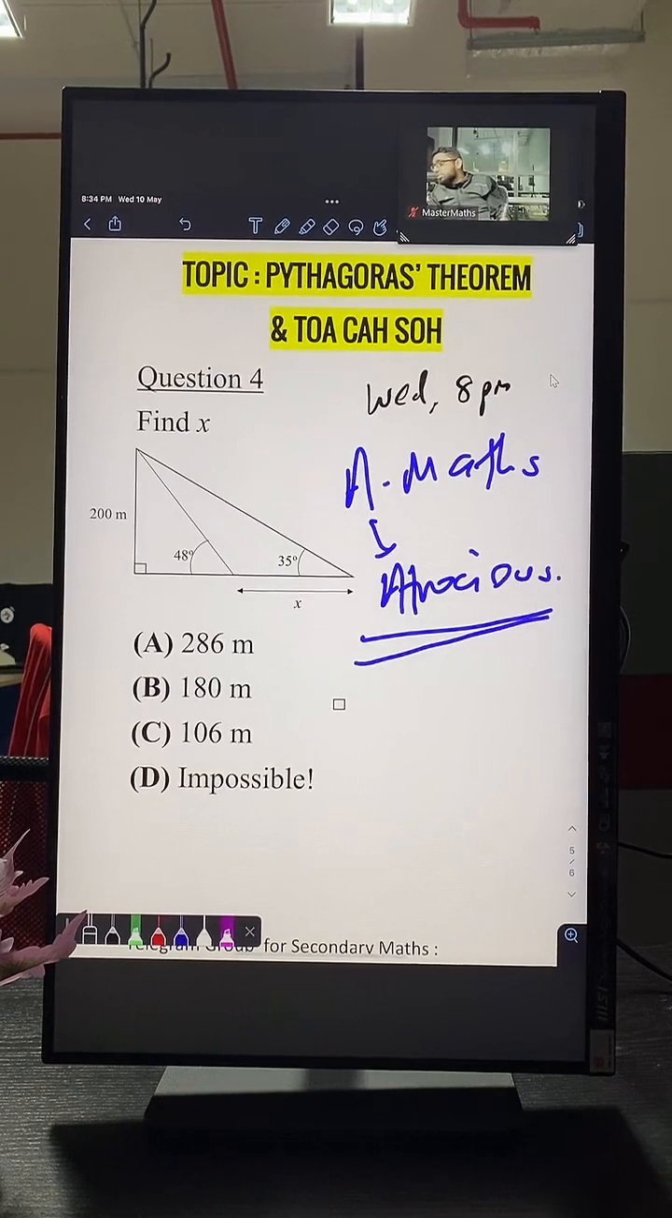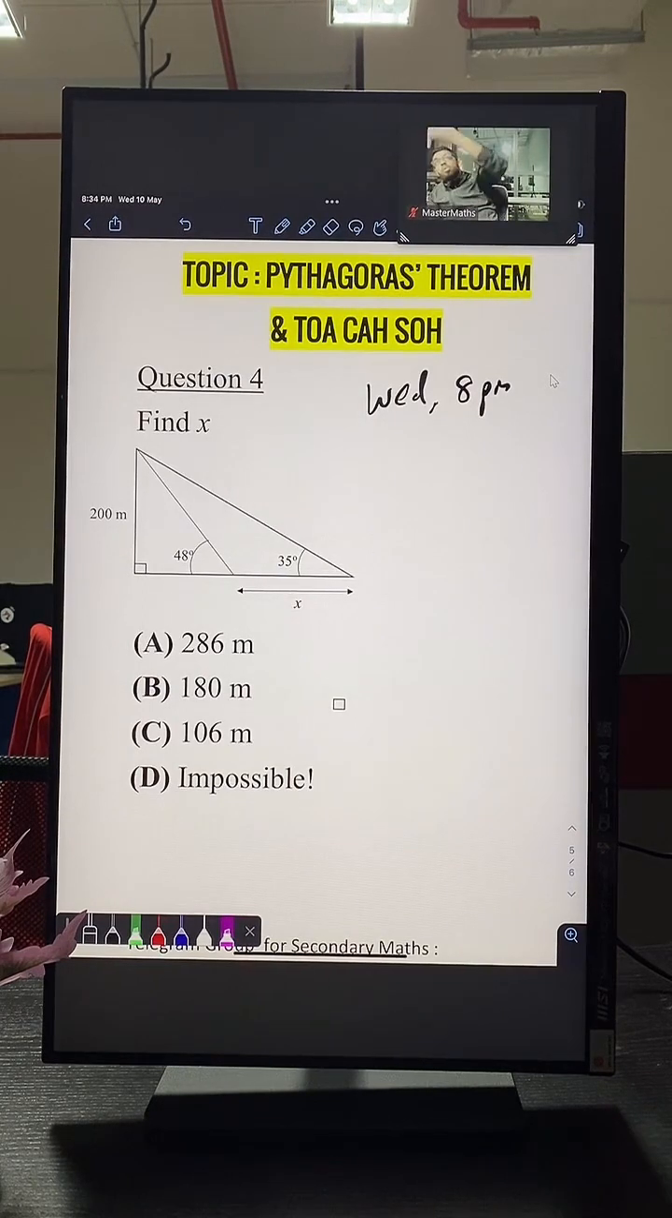Atrocious. You know why? They will put one question, one line only, and the whole page is blank for you to fill up your steps. The whole page. And that one line question can be worth 10 marks. Oh my gosh.